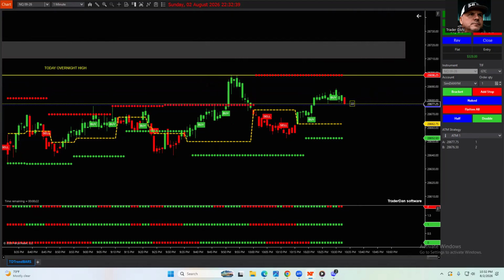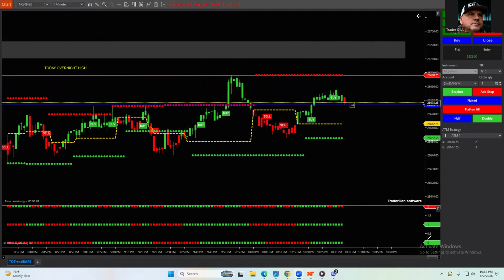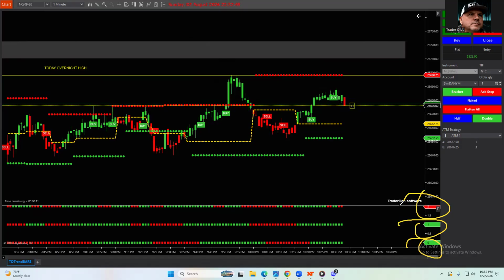TD trend bar has 3 rows down here at the bottom. 0, 1, 2. Those 3 rows are different parts of the trend. When all 3 rows line up green, I'm looking for buy setups. When all 3 rows line up red, I'm looking for sell setups. Pretty simple. When the rows are mixed, I stay patient because the market is not clean. It's not giving us a clean direction.